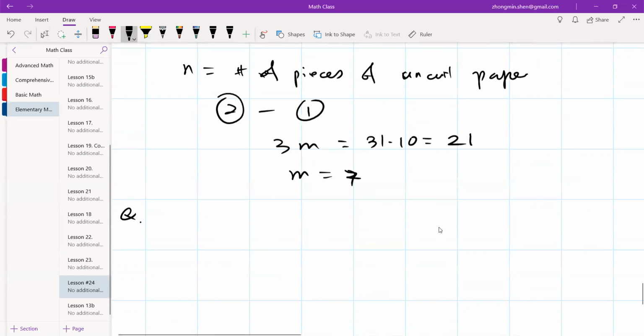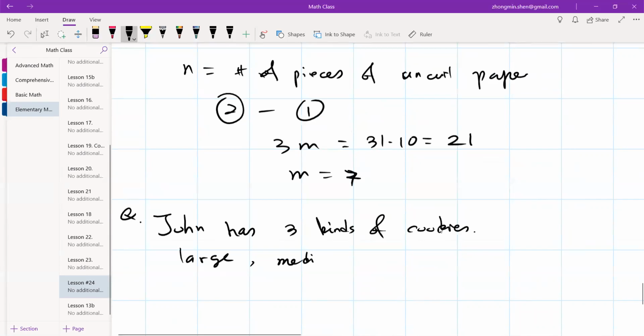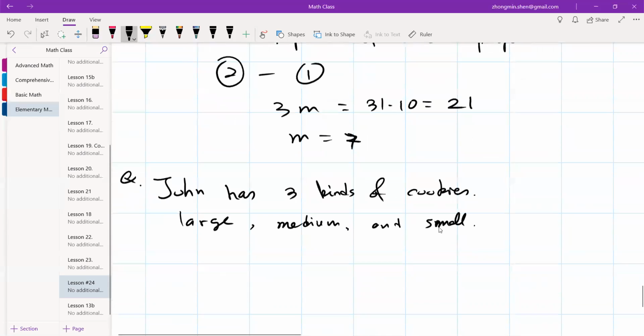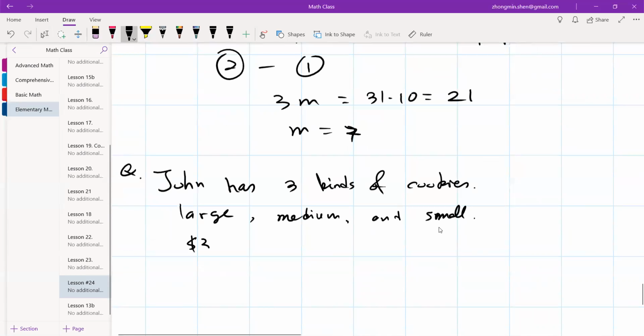All right, so John has 3 kinds of cookie. You have a large size, a medium size, and a small size. This costs $3 each. This costs $2. This costs $1 each.